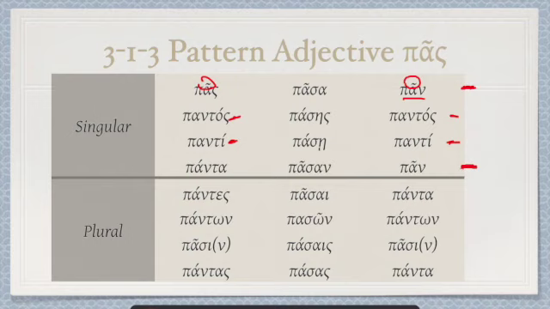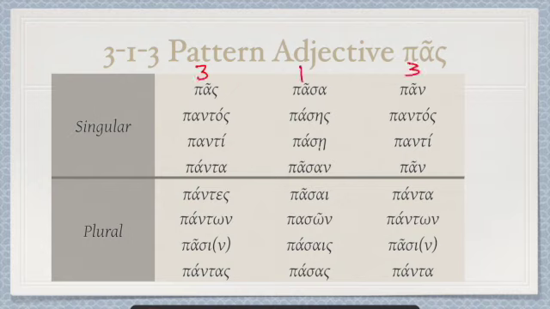And then for the plural, we get that alpha in the ending, and the nominative and accusative are going to be identical, so πάντα. And then the genitive and dative are going to be identical to the masculine. So the masculine and the neuter, pretty straightforward third declension pattern for πᾶς. Our first declension, our feminine form here, and so this is where we get our 3-1-3.